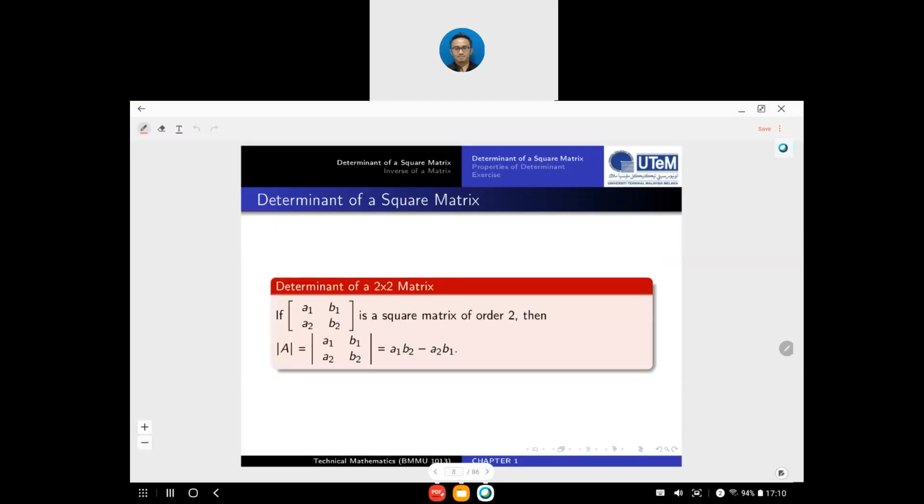For a matrix of order 2, which has 4 elements inside the matrix, to find the determinant you must do cross multiplication: A1 times B2 minus B1 times A2. You have to cross like that. So you can get the determinant for a matrix of order 2. Look at the example.